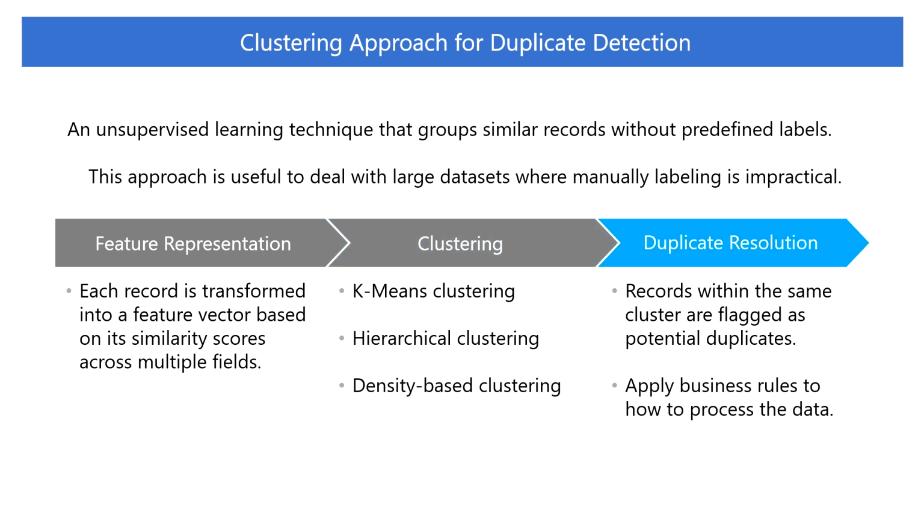The third step is duplicate resolution. Once clusters are formed, records within the same cluster are flagged as potential duplicates. In this step, we can apply business rules to determine which records to retain, merge, or modify. For example, if a dataset contains multiple entries for the same customer but with slight variations in spelling, clustering can group these entries together. Using these clusters, we can implement manual review or automated resolution.